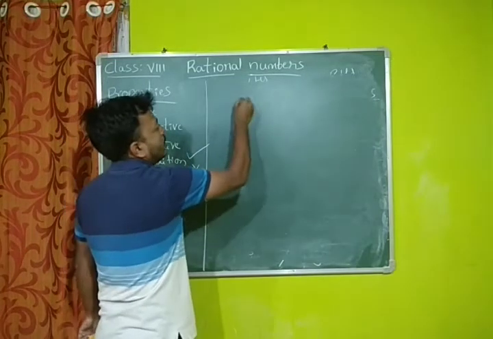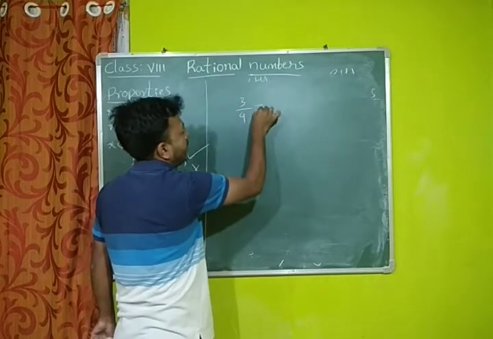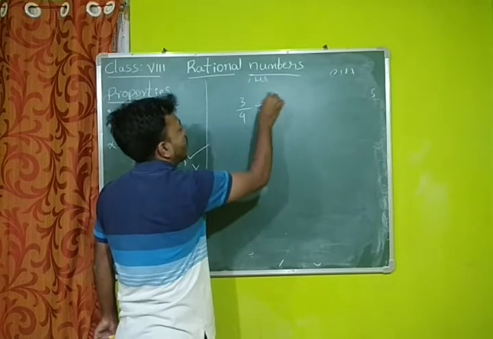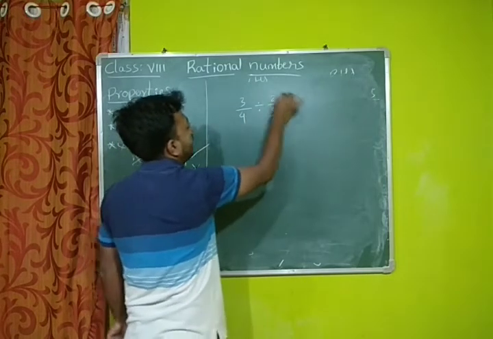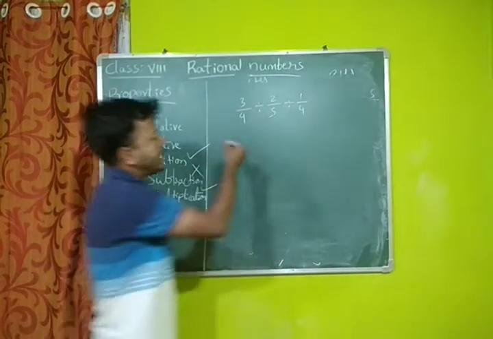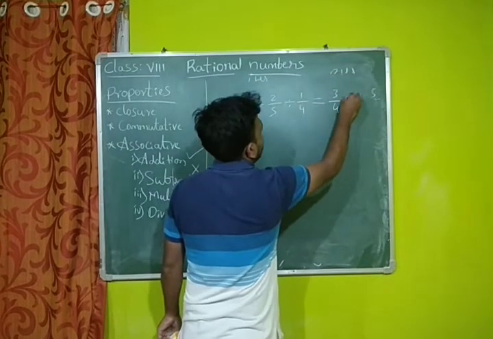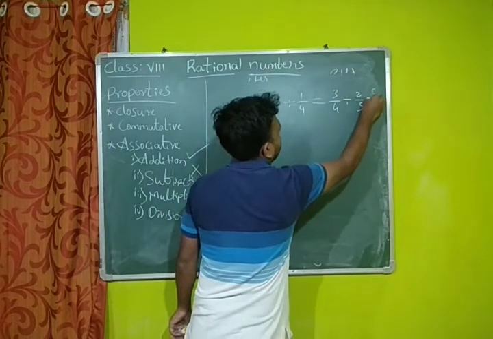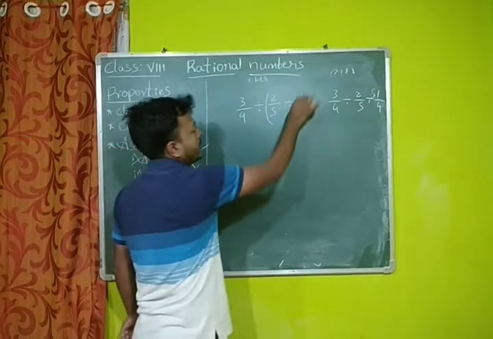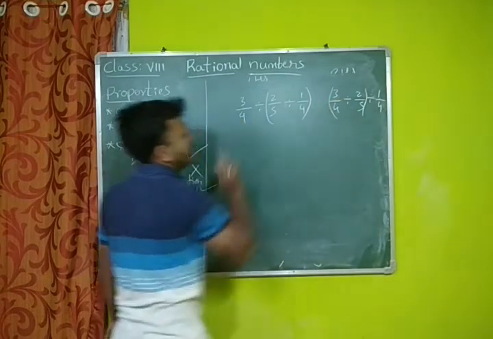Now 3 upon 4 divided by 2 upon 5 divided by 1 upon 4. These three rational numbers I took here, and are they equal or not? Just 3 upon 4 divided by 2 upon 5 divided by 1 upon 4. Are they equal or not? Just you have to check this. So now first you have to take these two in a bracket, and these two in a bracket here. So are they equal or not?